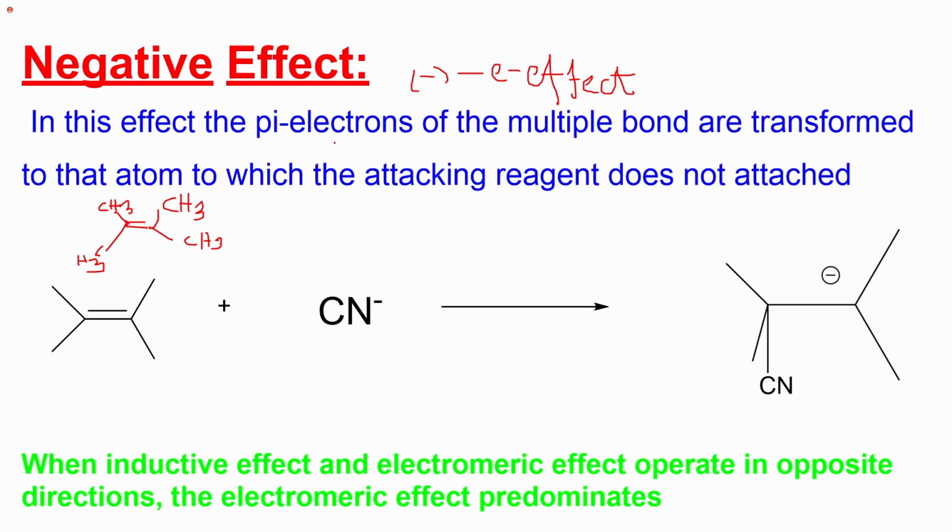In this effect, the pi electrons of the multiple bond transfer to the atom which the attacking reagent does not attach to. Now we have CN minus. Earlier we had a proton, H plus, but here we have a nucleophile. Nucleophile means an atom or a functional group that contains a negative charge.